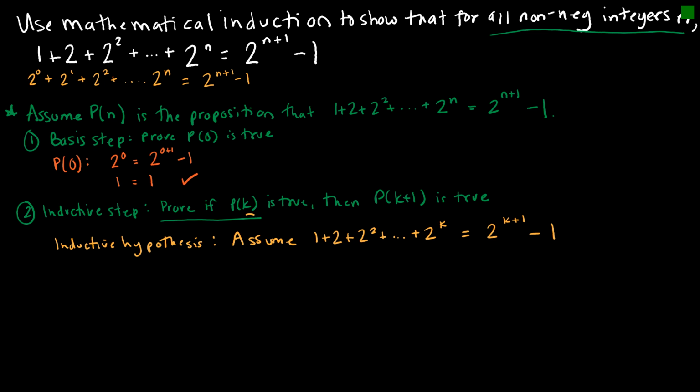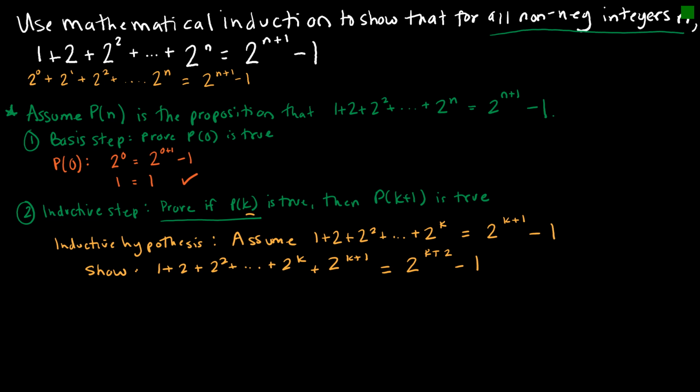Now in your text, typically it's not going to say what we are trying to prove, but for me, I like to have that so that I know what my goal is. So I want to show that in fact 1 plus 2 plus 2 squared plus blah blah blah plus 2 to the k plus 2 to the k plus 1 is equal to, again I'm adding 1 to k, 2 to the k plus 2 minus 1. That is my goal. So if I can prove that, then I have shown this by mathematical induction.